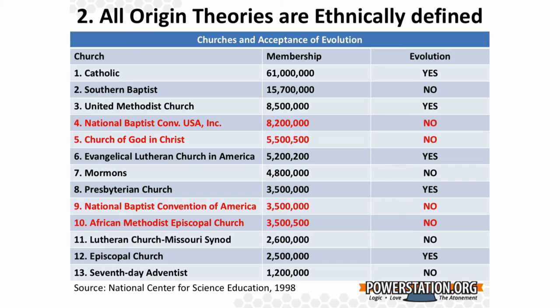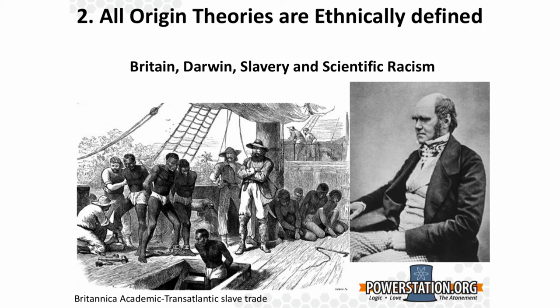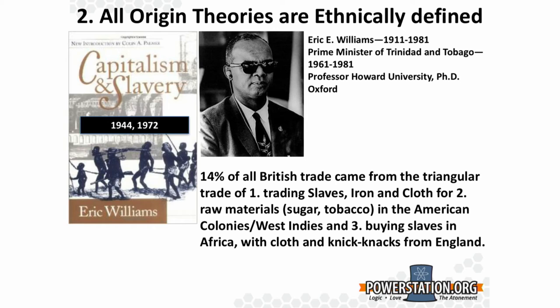Britain, Darwin, slavery, and scientific racism, they are connected. Eric Williams, a political economist like myself, found that 14% of all British trade came from the slave trade. 14% of all of their trade. Britain grew rich off of the slave trade. Profits were as high as 100 to 300%.